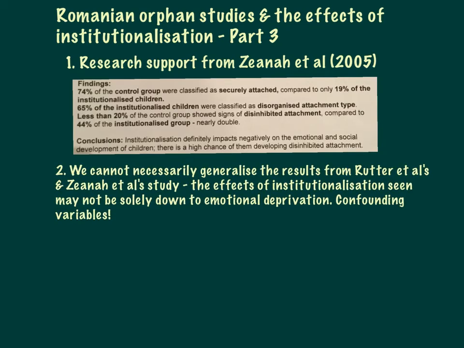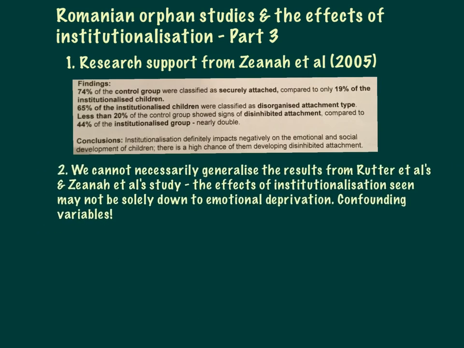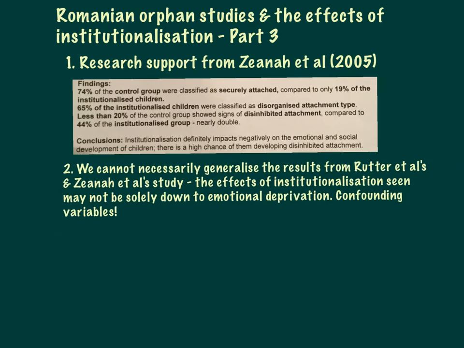Then our second point is also one which was used in the other essay, and that is we cannot necessarily generalise the results from Rutter et al.'s and Zeanah et al.'s studies, because the effects of institutionalisation seen may not be solely down to emotional deprivation. There are confounding variables. And this is where you would go again into the tremendous neglect and physical and cognitive deprivation that these children suffered from because of the sheer overcrowding of numbers in these orphanages in Romania, which meant that the staff simply weren't able to give them the level of care, even basic care, never mind being able to form an attachment with them.